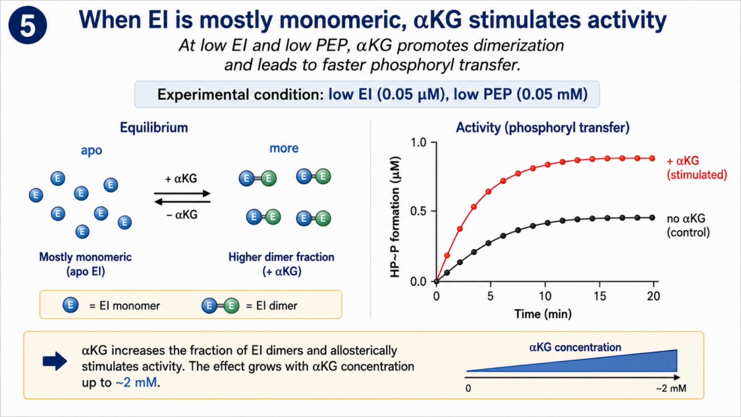The key result is that the effect of alpha-ketoglutarate depends on the oligomerization state of E1. When E1 and PEP concentrations are low, E1 is mostly monomeric. Under these conditions, alpha-ketoglutarate promotes dimerization, increases the population of active E1 dimers, and stimulates phosphoryl transfer.